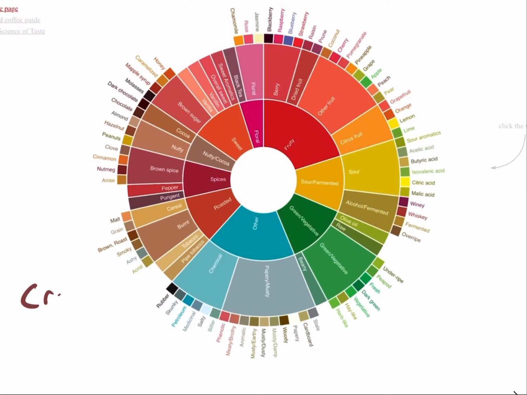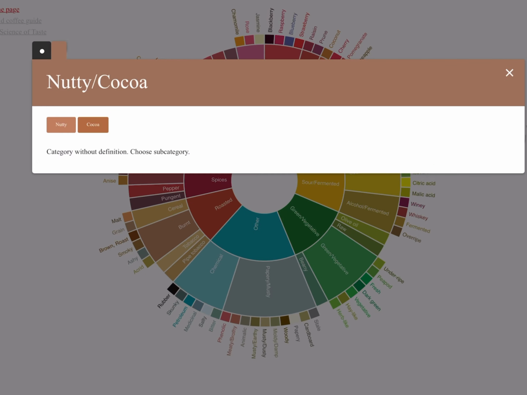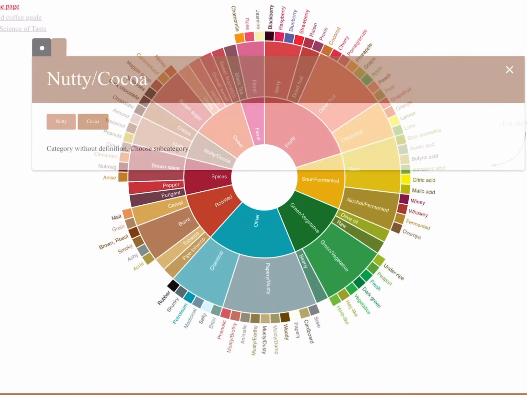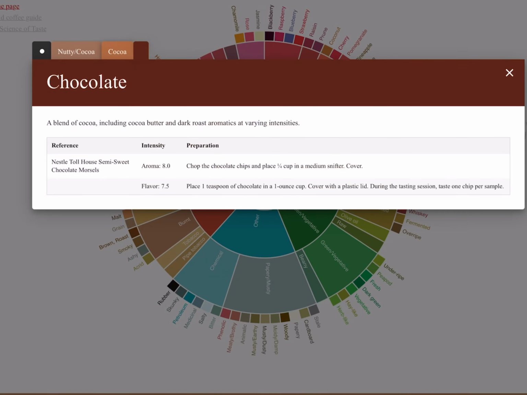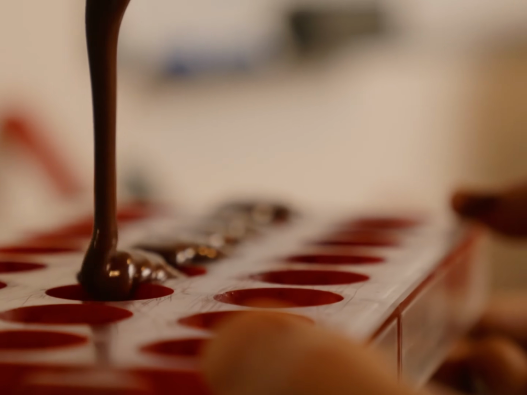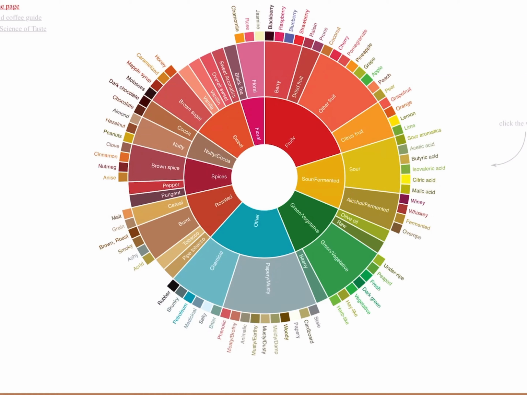The first set of notes I want to talk about is what I might call crowd pleasers. These notes are types that appeal to a broad variety of audiences. For example, the Nutty cocoa category. Inside of it is the hazelnut note and the chocolate note. I think you'd be hard-pressed to find anyone offended by tastes of nuts or chocolate in their coffee.